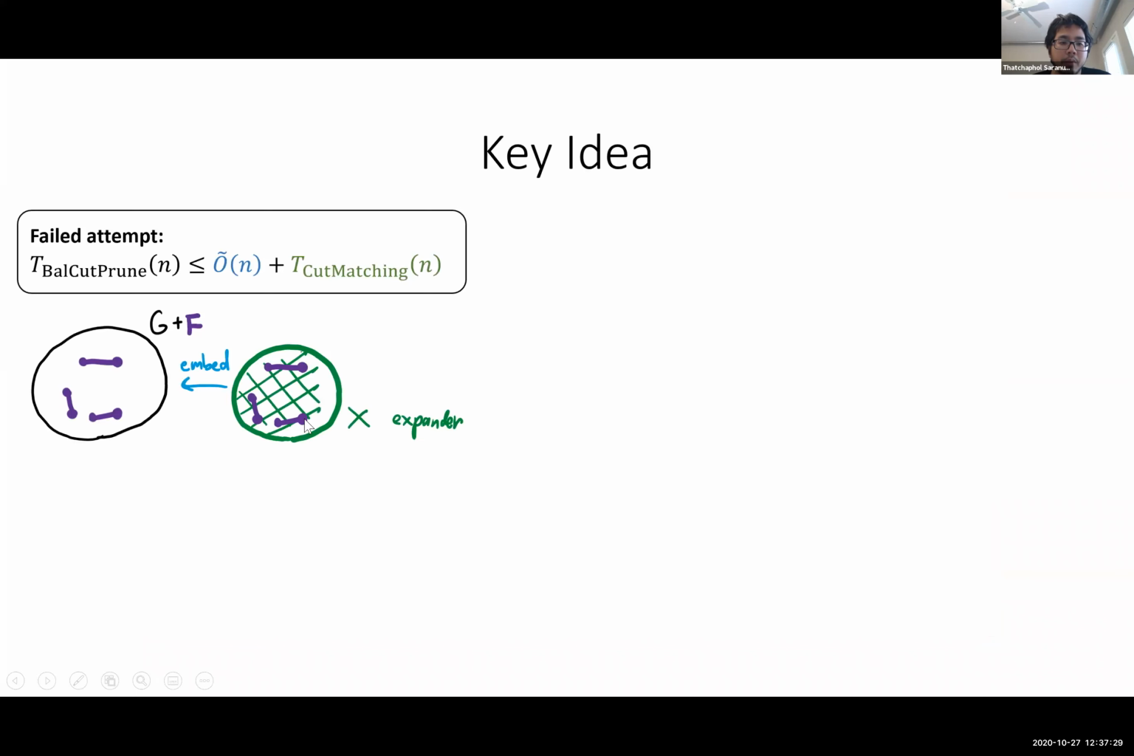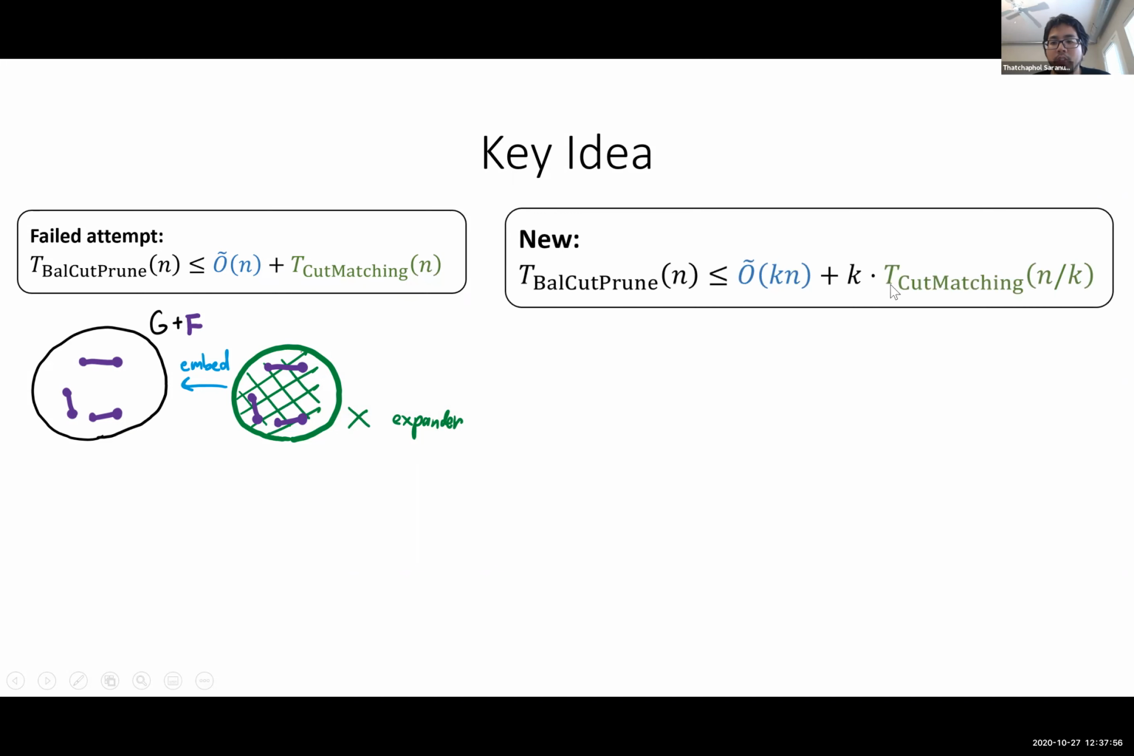The key idea is the following. Instead of trying to solve Baukat prune, instead of trying to embed the one big expander into the graph, and then you need to solve a cut matching game, you need to find a bisection in this big graph X, which is of size n. We don't want that. You instead want to reduce the size of the instance here.